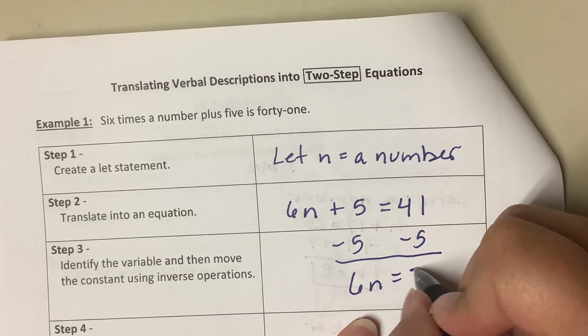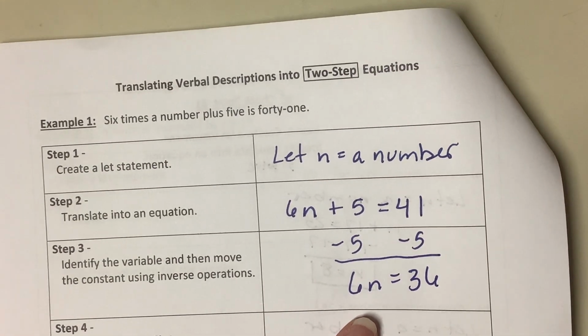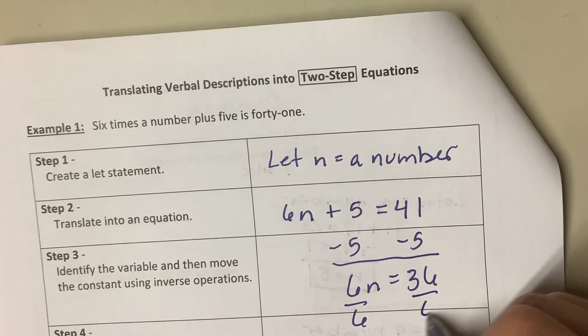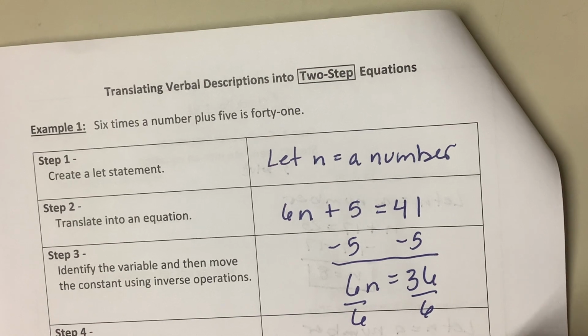6n equals 36. Divide by the coefficient. Divide by 6. Divide by 6. n equals 6.